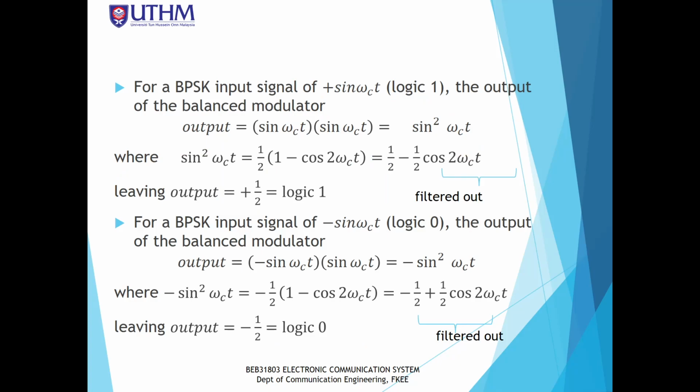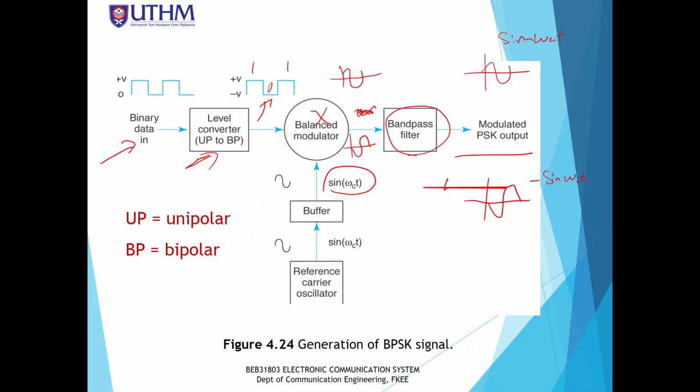Okay, and this is the equations for the receiver side. You see that at the receiver side, we will receive either a positive sign or a negative sign: negative sine omega ct or positive sine omega ct.